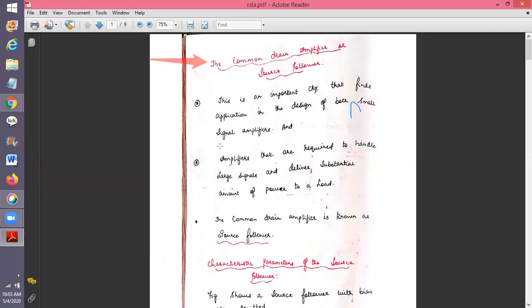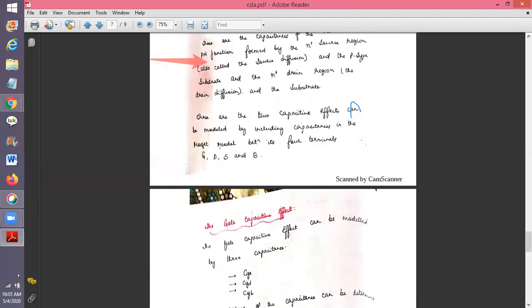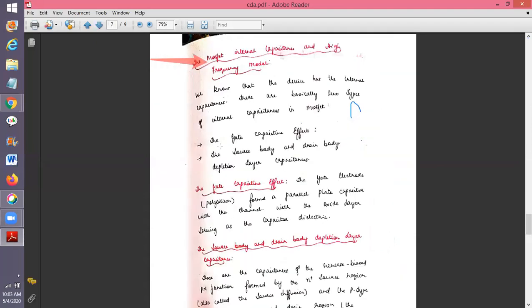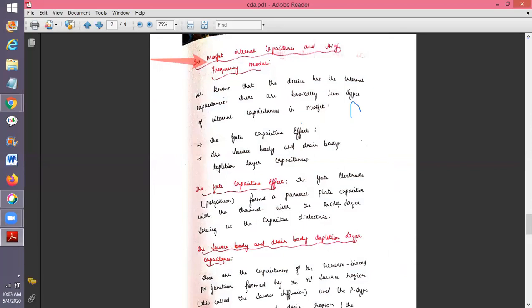Okay. So I told you, I have shown the different types of capacitance. So from here we will study what exactly it is. The gate capacitance effect. The gate electrode forms a parallel plate capacitor with the channel, with the oxide layer serving as the capacitor dielectric. I told you, gate is one plate and the channel is one more plate. Between gate and channel there is a dielectric material. We call it the capacitor dielectric. Very, very important. So that is known as the gate capacitance effect.